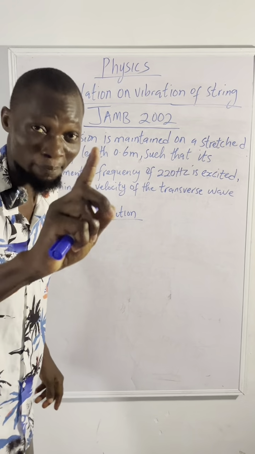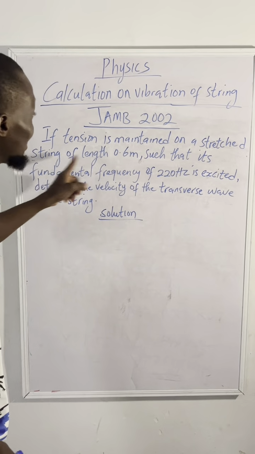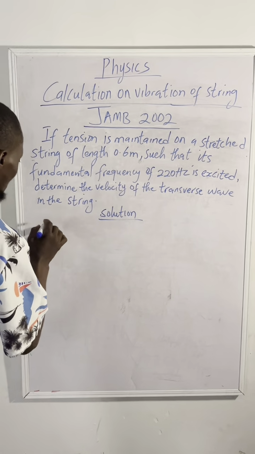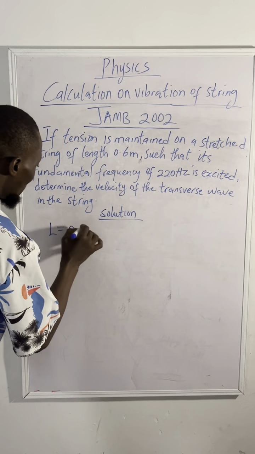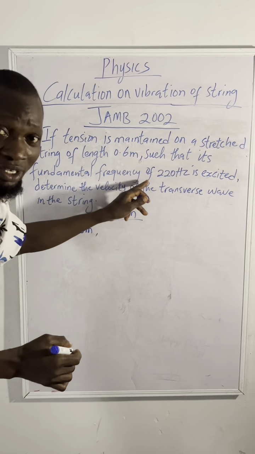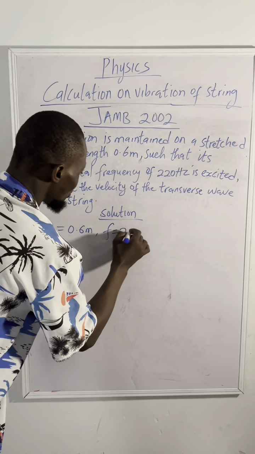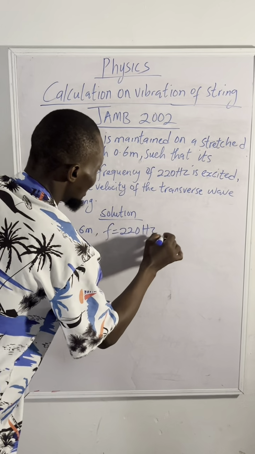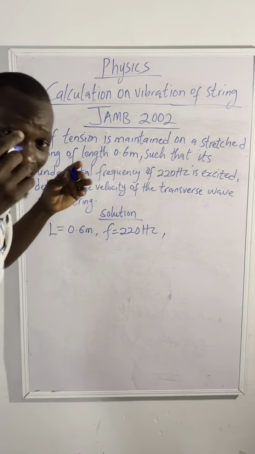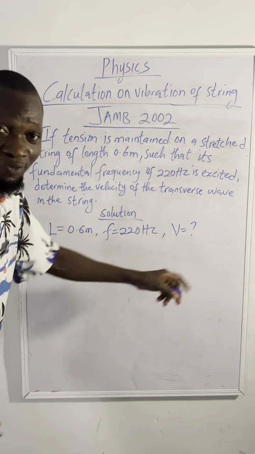Now, the first thing is that please bring out your parameters from the question. It's very important. We can see that the length of the string was given to us to be 0.6 meters. So I'm going to say L is equal to 0.6 meters. Its fundamental frequency was also given to us, so the frequency is equal to 220 Hz. We are asked to find the velocity of the transverse wave in the string, so V is equal to unknown because we are looking for the velocity.